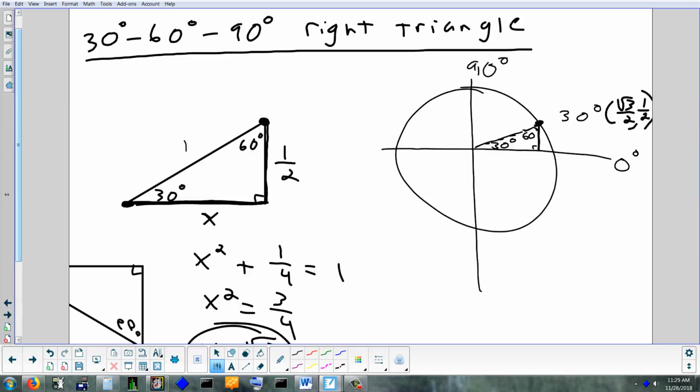Now I said there was only 3 numbers you had to know to do this part of the lesson. Well, √2/2 is one of them, √3/2 is the second one, 1/2 is the third one. You're not going to see any other numbers. So let's see what happens when you try to do a 60. 60 would be up here. Your triangle would look like that.